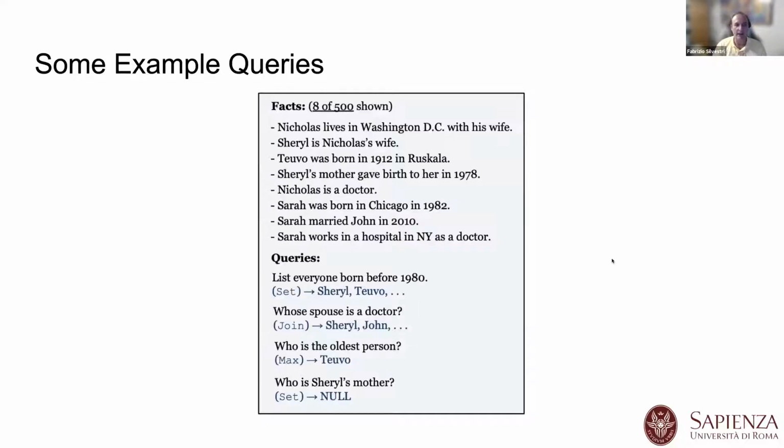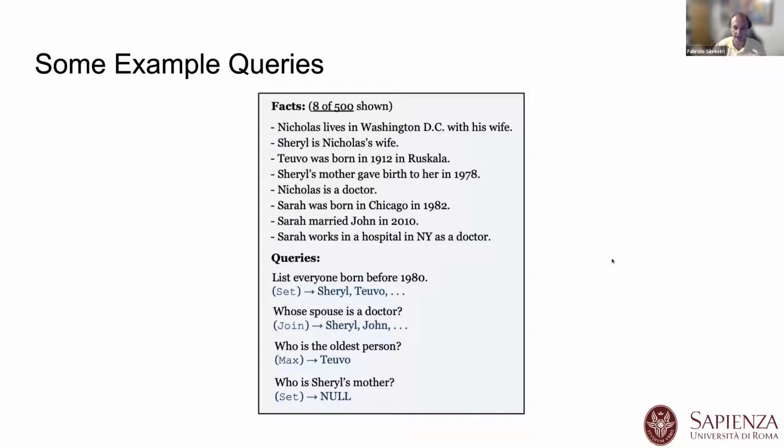So here, just to visually describe what a query is in this case. Consider this example. You have, in this case, 8 out of 500 facts shown, and you can read them. And then with these facts, you want to be able to answer queries such as: list everyone born before 1980. This is what is usually called a set query, which means you want to retrieve a set of results. This is the typical select star from. Or, whose spouse is a doctor? This is a join.